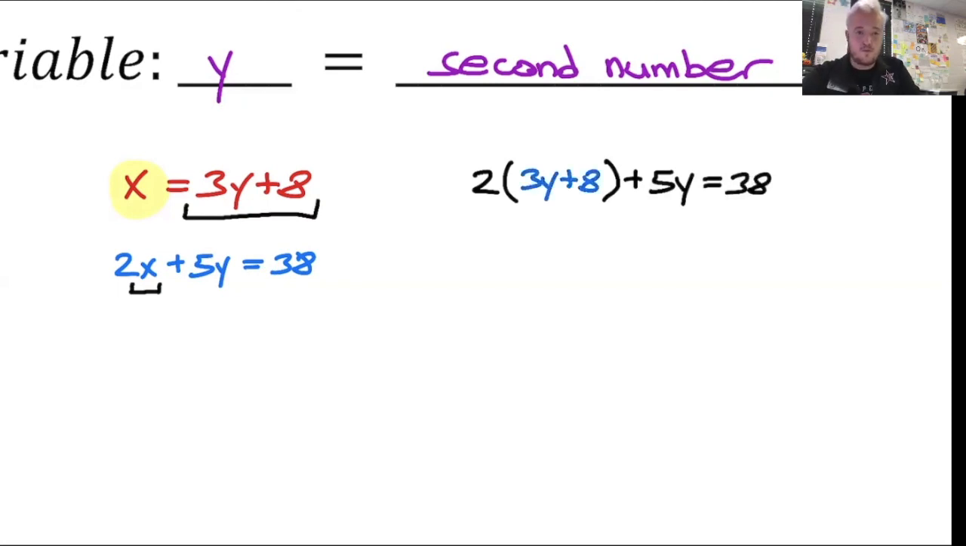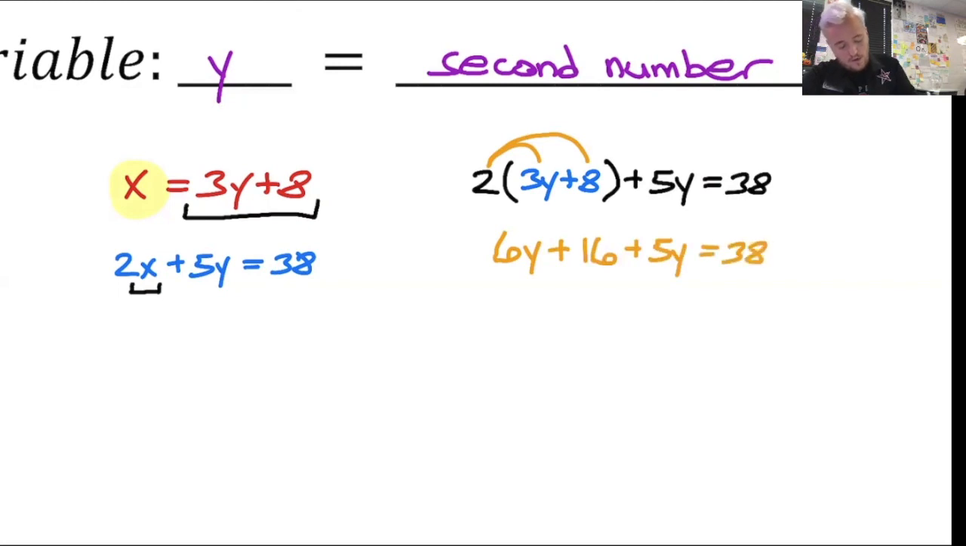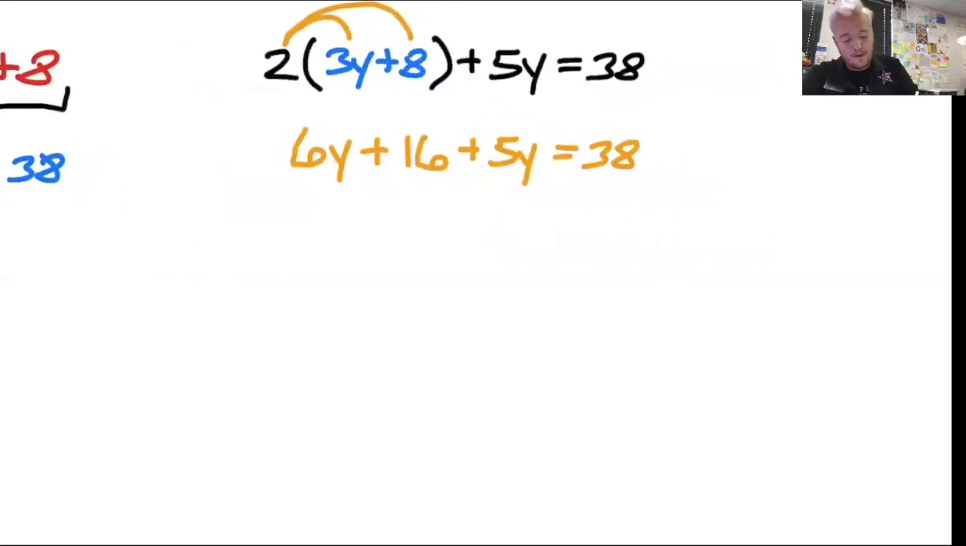So there's my substitution. Now I'm actually going to distribute and simplify so I can solve. I'm going to distribute the 2, so I'm going to have 6y plus 16 plus 5y equals 38. Now from here, you want to combine your like terms. So 6y and 5y combine to give you 11y plus 16 equals 38.